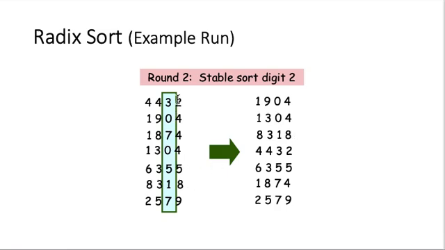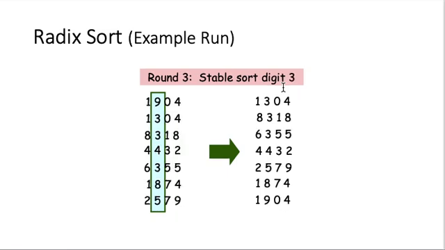And then after that, we have 3, we will put 4432 here. And then after that, we will have 5. And then after that, we will have these two 7. And these two 7, we are stable sorting them. So 1874 is before 2579. And after round 2, we get this result.